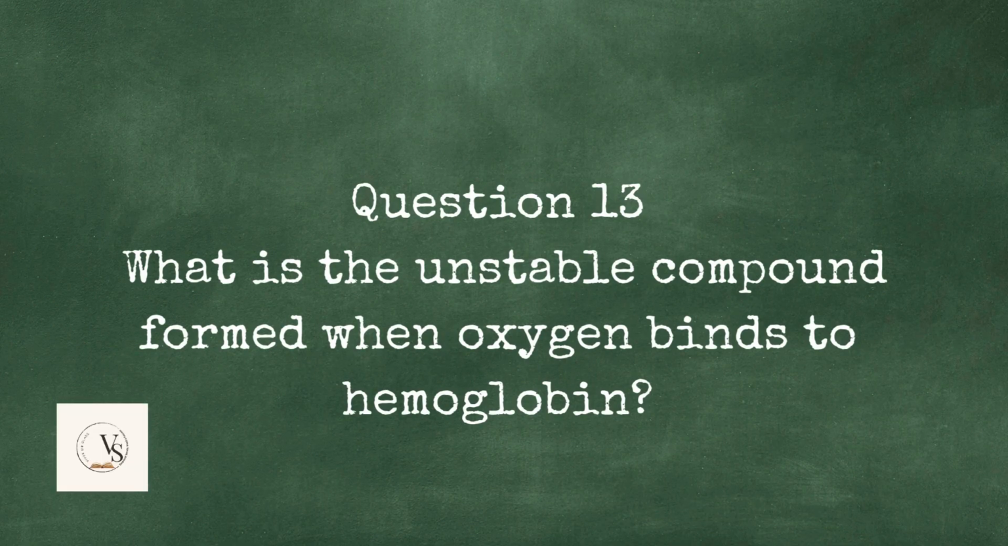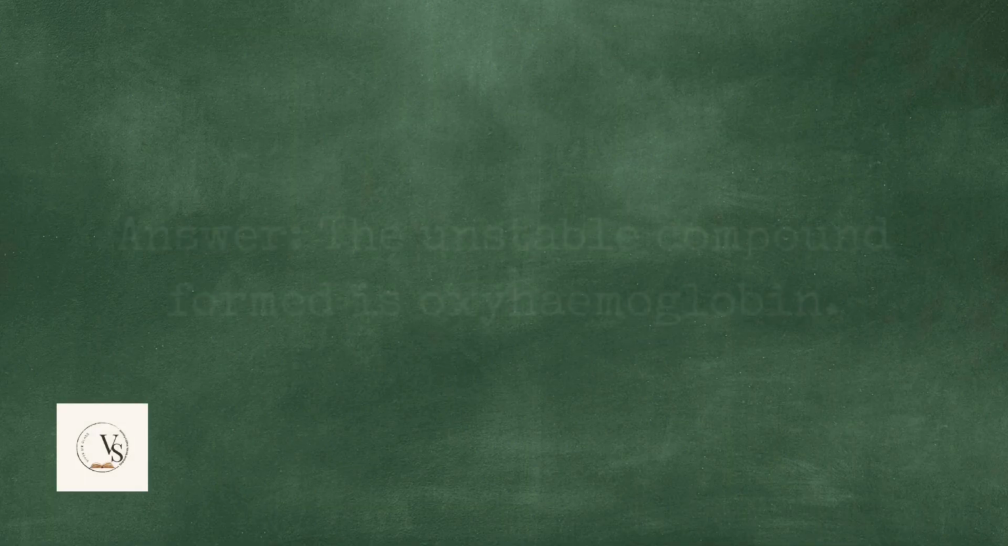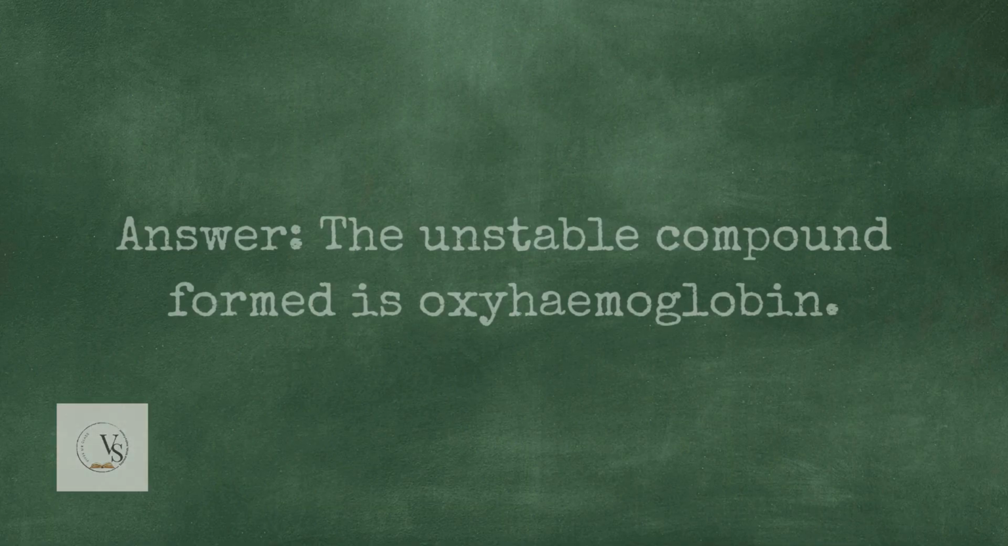Question 13. What is the unstable compound formed when oxygen binds to hemoglobin? Answer. The unstable compound formed is oxyhemoglobin.